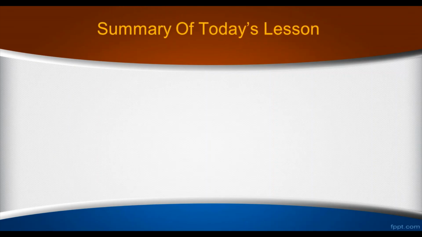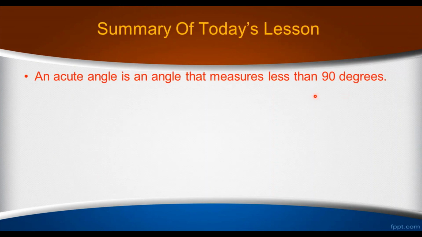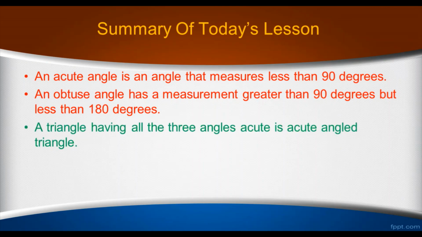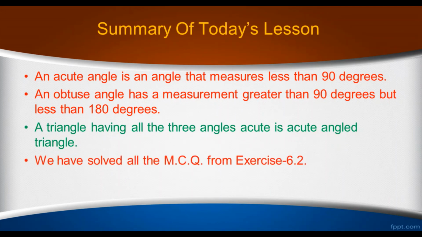Now my dear students, summary of today's lesson. An acute angle is an angle that measures less than 90 degrees. An obtuse angle has a measurement greater than 90 degrees but less than 180 degrees. A triangle having all three angles acute is an acute angle triangle. And we have solved all the MCQs from exercise 6.2. So these are the important things that I want you to remember, and that's why this is the summary of today's lesson.